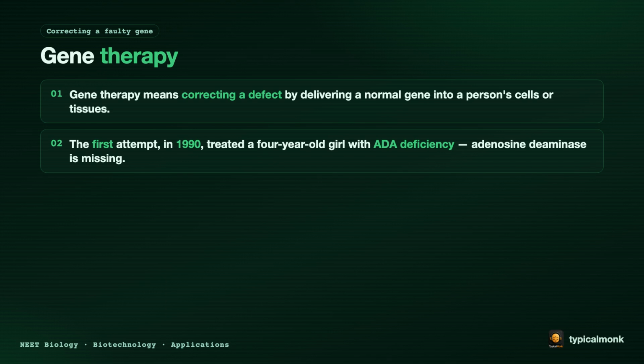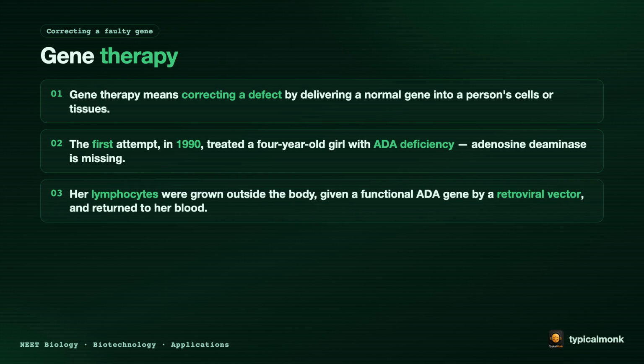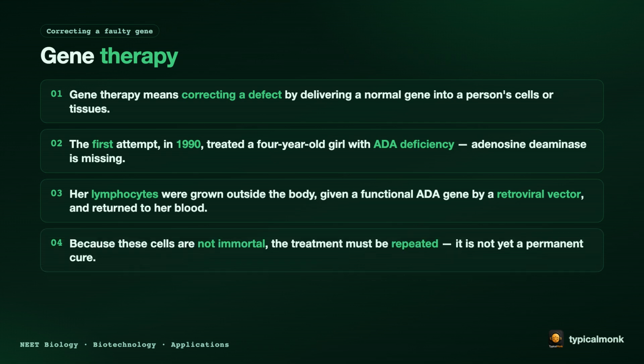The enzyme adenosine deaminase was missing. Her lymphocytes were grown outside the body, given a functional ADA gene by a retroviral vector, and returned to her blood. Because these cells are not immortal, the treatment has to be repeated. It is not yet a permanent cure.